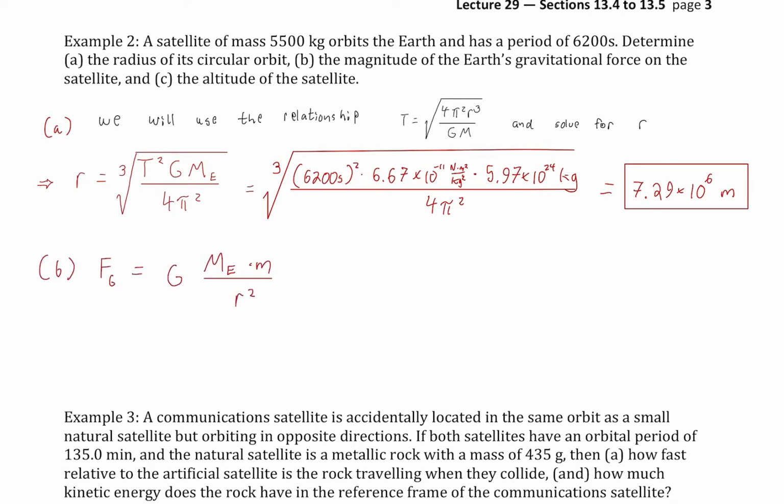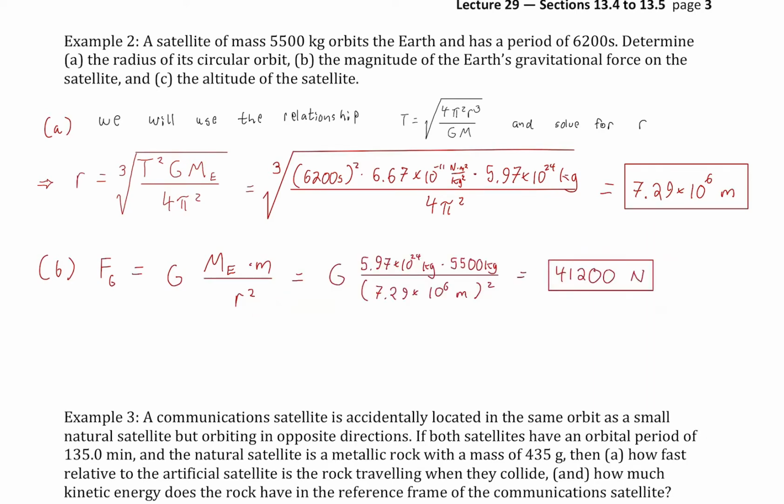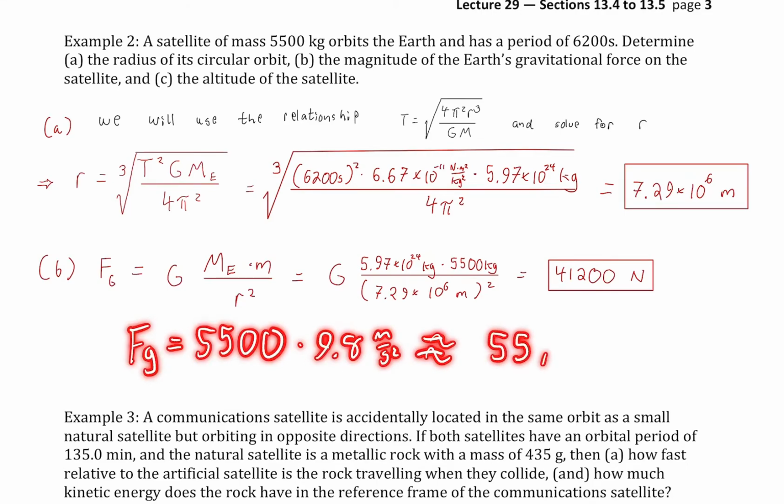And if we solve for the gravitational force, we can plug in that distance, and we get 41,200 newtons. Now, this is interesting because how much would this satellite weigh before it's launched? Which is, of course, saying how much it weighs is the same as saying how much gravitational force acts on it. Well, in that case, it'd be 5,500, this would be Fg on the surface, times 9.8 meters per second squared. And that, of course, would equal something about 55,000.